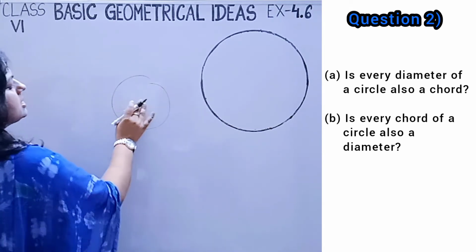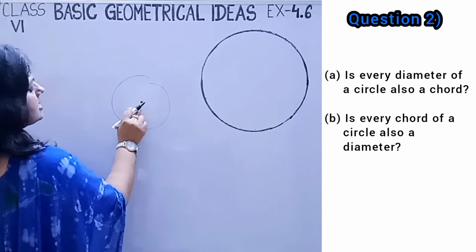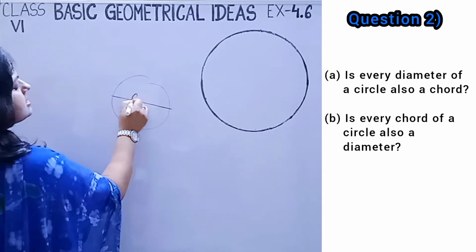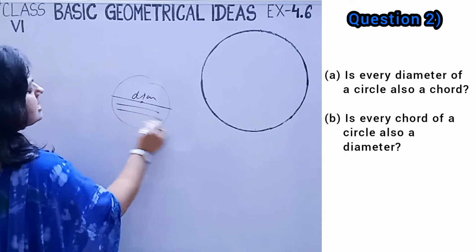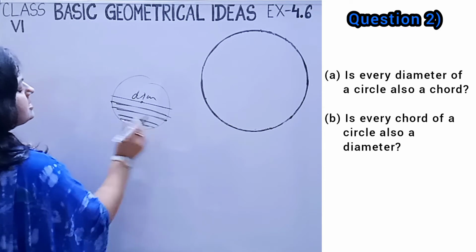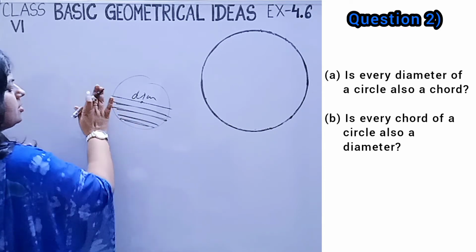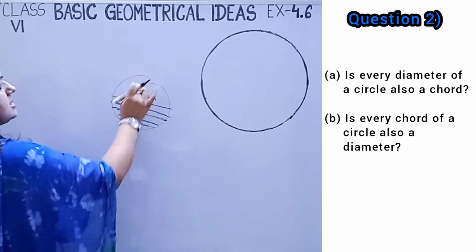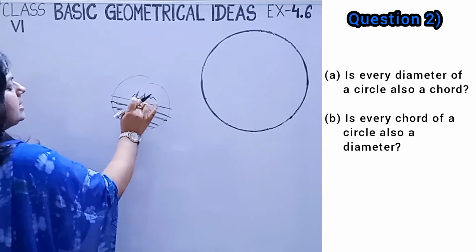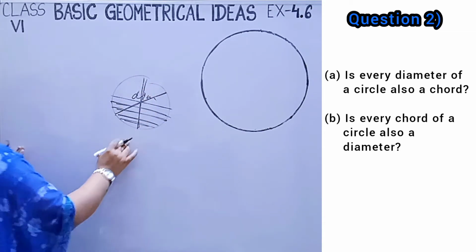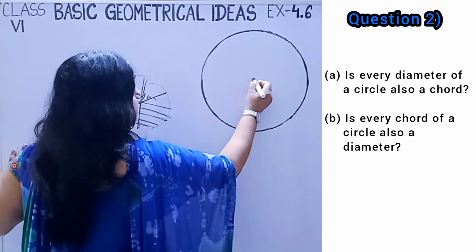Suppose we have a circle. This is our center point. The line which passes through the center is our diameter, and these lines are chords. It means there is no property for a chord that every chord should pass through the center point. Only diameters pass through the center. So this is our center, a fixed point.